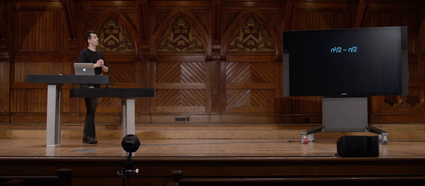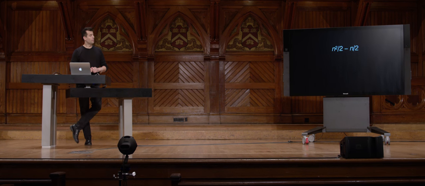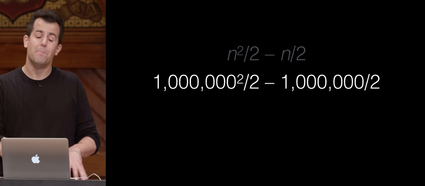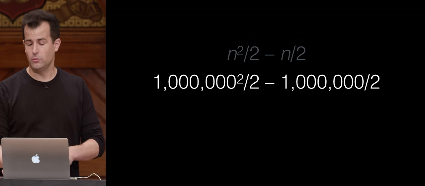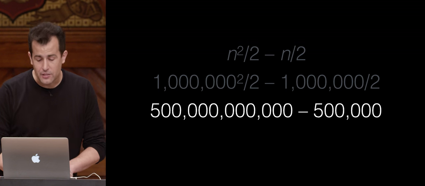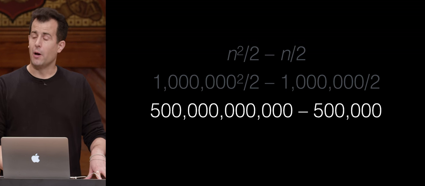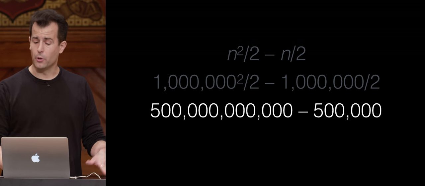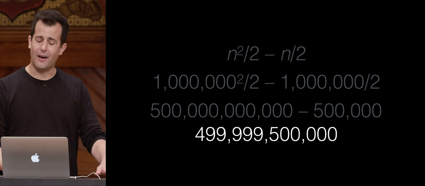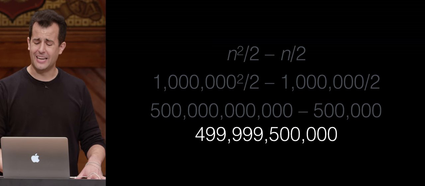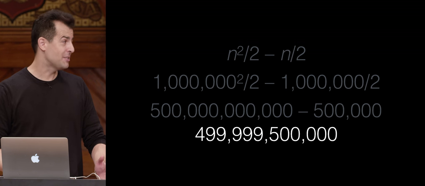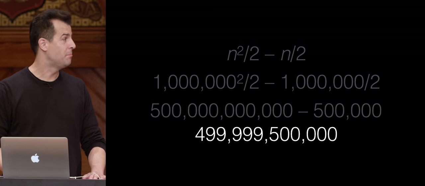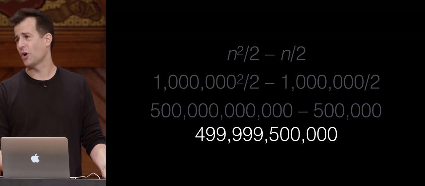So if the total cost of bubble sort is n squared over 2 minus n over 2, let's plug that in. So that's 1 million squared divided by 2 minus 1 million divided by 2. If we multiply that out, that is 500 billion minus 500,000. Big numbers. But when you multiply that out, 499,999,500,000. To my own eyes, that's pretty darn close to 500 billion in the first place. Why don't we just call it 500 billion?